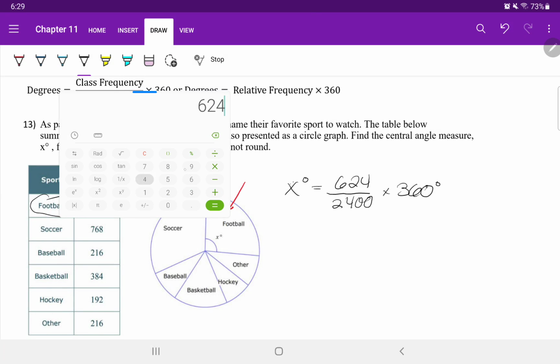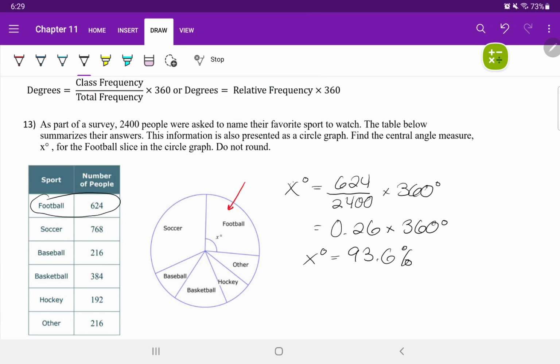624 divided by 2,400. Yep, 0.26. And we're going to multiply that by 360 degrees. And that equals 93.6 degrees. So the angle of this circle slice is 93.6 degrees.